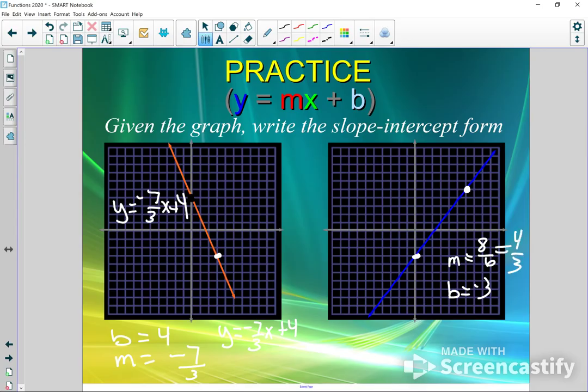So if it reduces to 4 over 3, if I go up 4 and over 3, I should land at a spot, shouldn't I? 1, 2, 3, 4. 1, 2. I do. Look, I do land right at another perfect intersection. I just missed it the first time. That's okay. And if I look here, watch: 1, 2, 3, 4. 1, 2, 3. There it is. We're all good. So y equals 4/3 x minus 3. There's our equation.